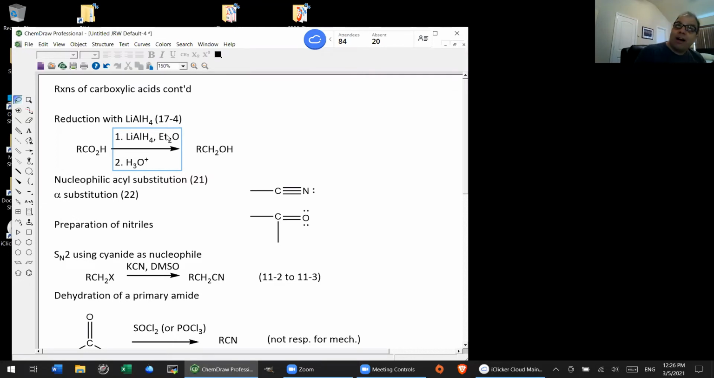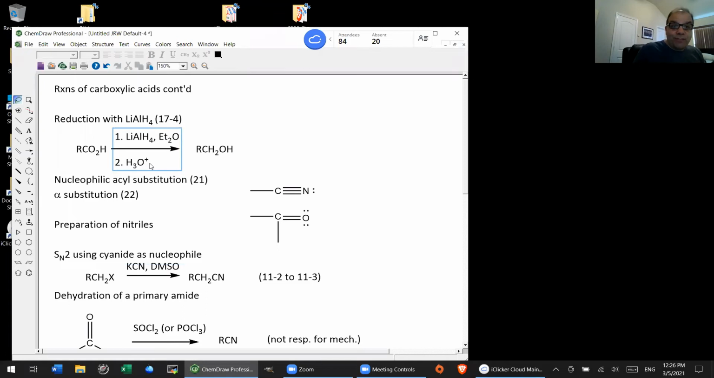1,2-dimethoxyethane is fine. 1,4-dioxane is fine. I think you guys get the point. Any ether solvent is fine. And then we also do need a workup with either aqueous acid or even just water.